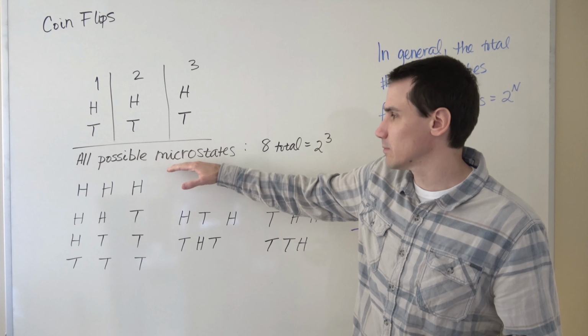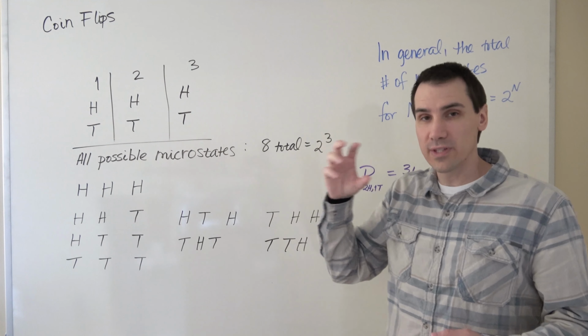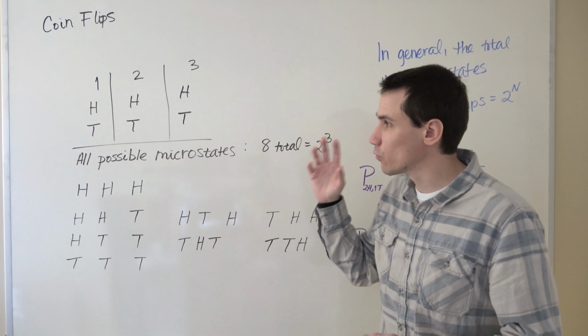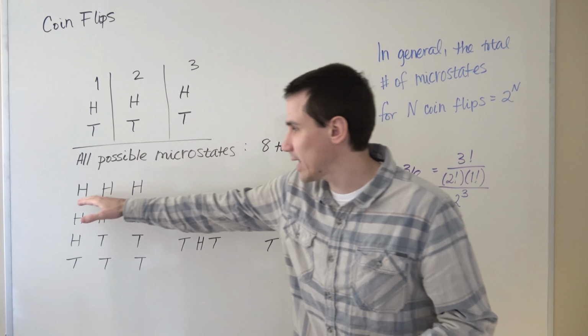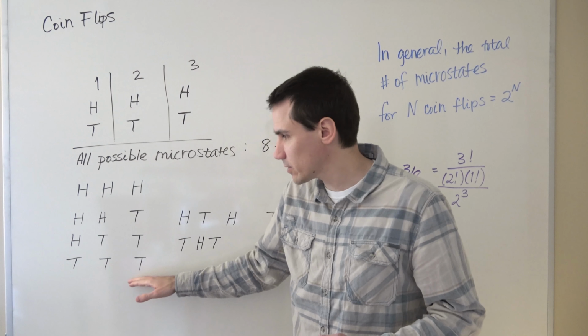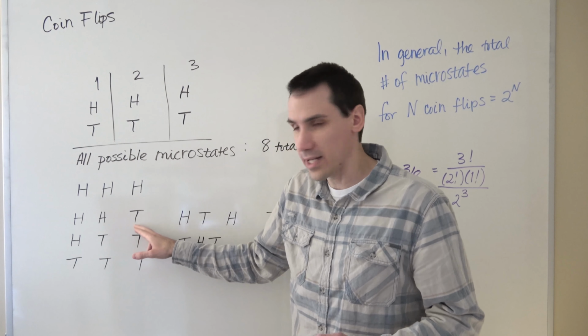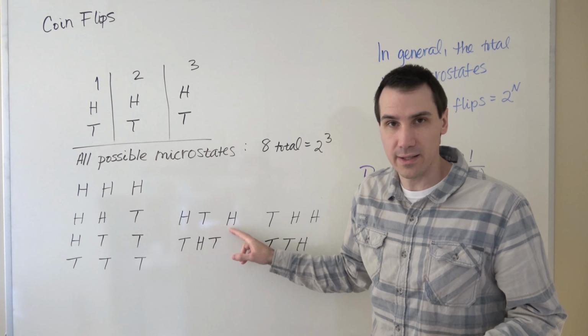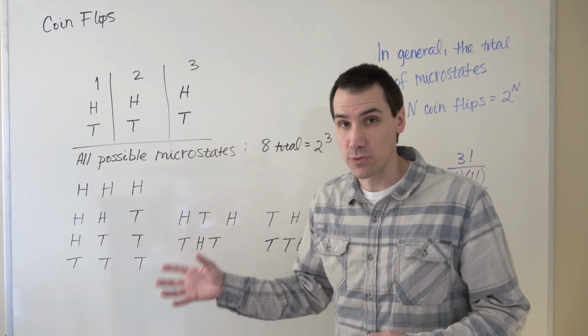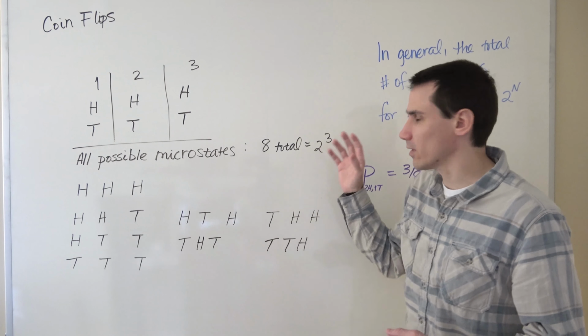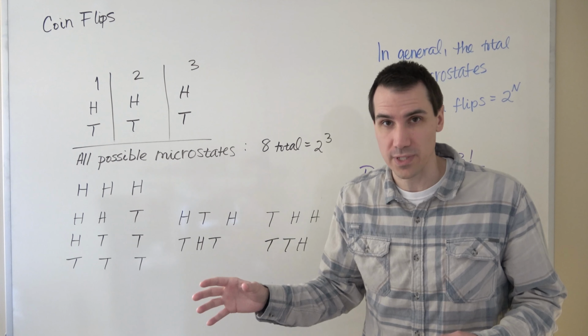These are all of the possible microstates of the system, all of the unique ways of rearranging our coin flips, right? So we could have 3 heads, we could have 3 tails, we could have a heads and then a tails, or a heads, and then a tails, and then a heads. Each of these states represents a microstate. There are 8 of these, so there are 8 total microstates.